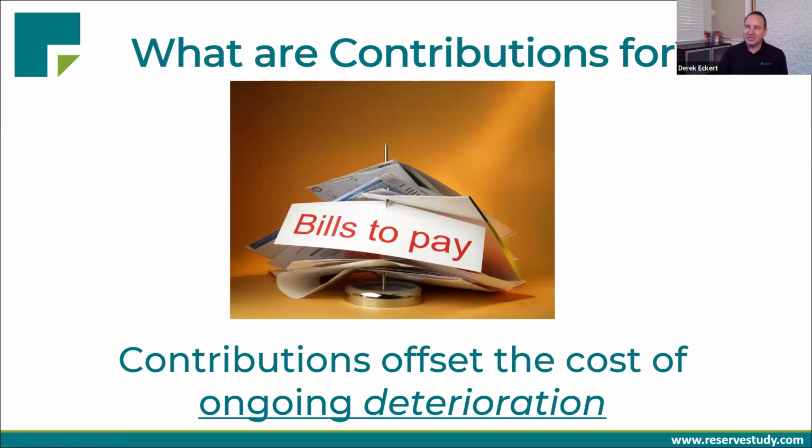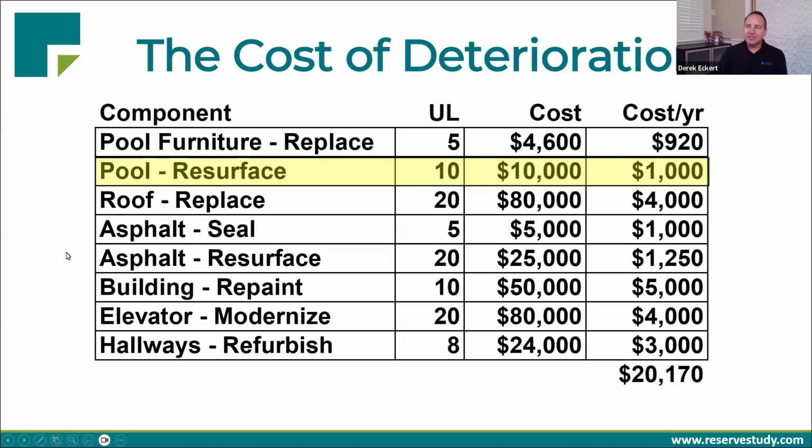And what are contributions? It's a bill. You need to pay it just like you would pay your water bill or your electric bill. You want to pay to offset the deterioration of each of these individual components, and I'm going to show you that in the next few slides. So here's a simplified component list, and the one that's highlighted is the pool resurfacing project. If that pool costs $10,000 to redo, and Sean Kargari pointed out earlier that that's a really inexpensive pool, and it needs to be done every 10 years, then you should be setting aside $1,000 per year. That's the cost per year for that particular pool.